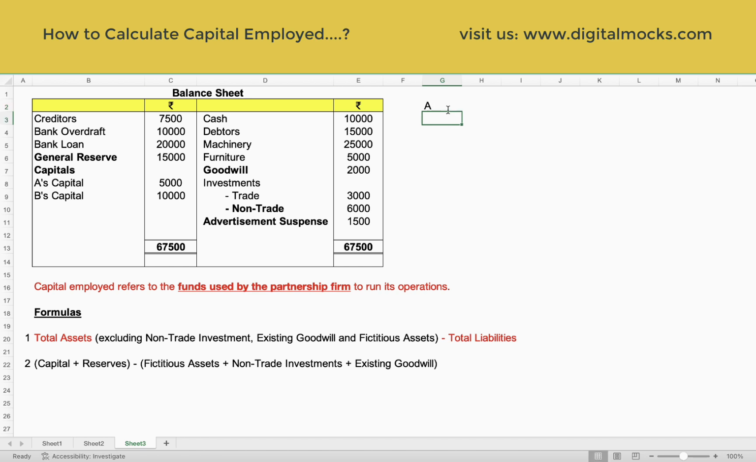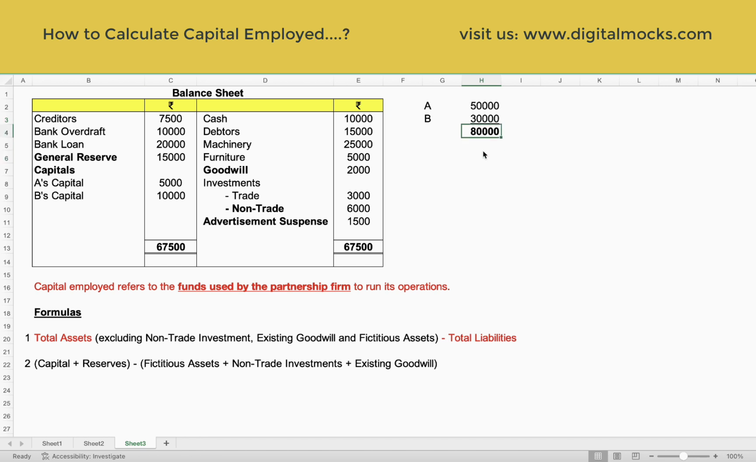Suppose there are two partners, partner A and partner B, right? Partner A invested, let's say, 50,000 in the firm, and partner B invested rupees 30,000 in the firm. So in total, how much money have they invested? Total they have invested rupees 80,000. So this is the total investment done by them, right?